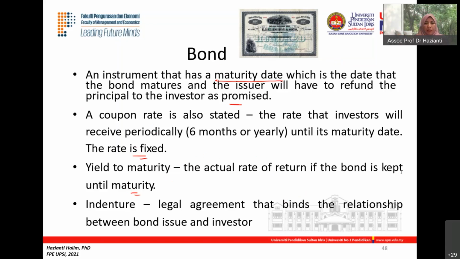All right. And the other term that we have for bond is call provision. Okay. Call provision means in some cases that particular bond can be called before its maturity. Can call before maturity. Because if we look at the definition of a bond, it has a maturity date. And the issuer has to refund the principal to the investor as promised. But there is a call provision for certain types of bonds whereby the issuer can call the bond before maturity. Okay.